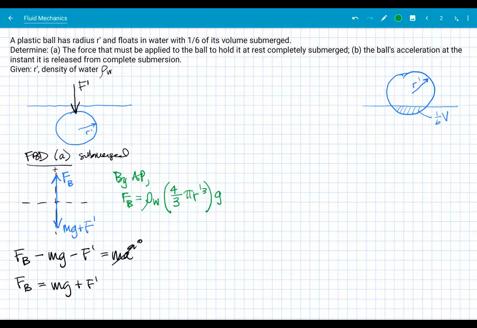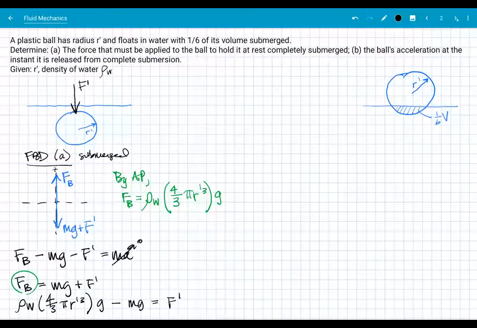So this then I can sub in for buoyant force in my Newton's second law equation. And remember that I'm trying to solve for F prime, right? That's my goal here. So if I sub this in, what do I get? Density of water times 4/3 pi r prime cubed times g minus mg is equal to F prime.